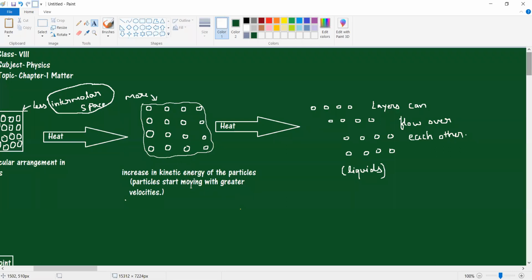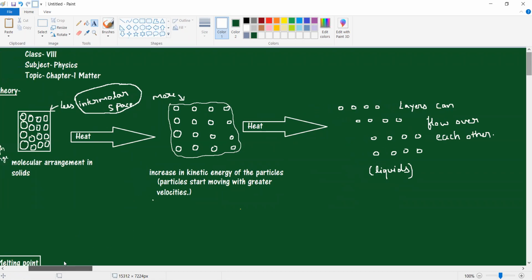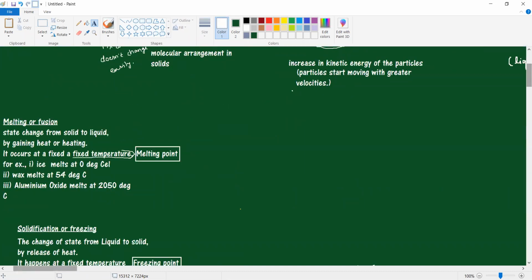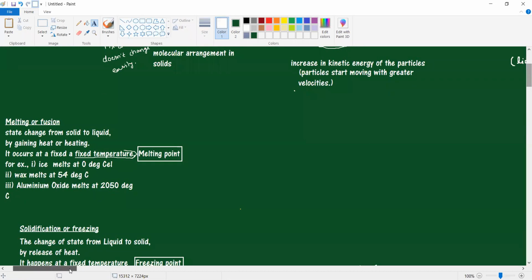Increased kinetic energy means greater velocities of the particles, and if we heat it further, the intermolecular force of attraction starts to fade away, and all these particles can now move in layers flowing over each other. We call this state liquid. This occurs at a fixed temperature, and this temperature is known as the melting point or fusion point. The change of state from solid to liquid takes place by gaining heat, or by heating. It occurs at a fixed temperature known as the melting point, and we have some examples.